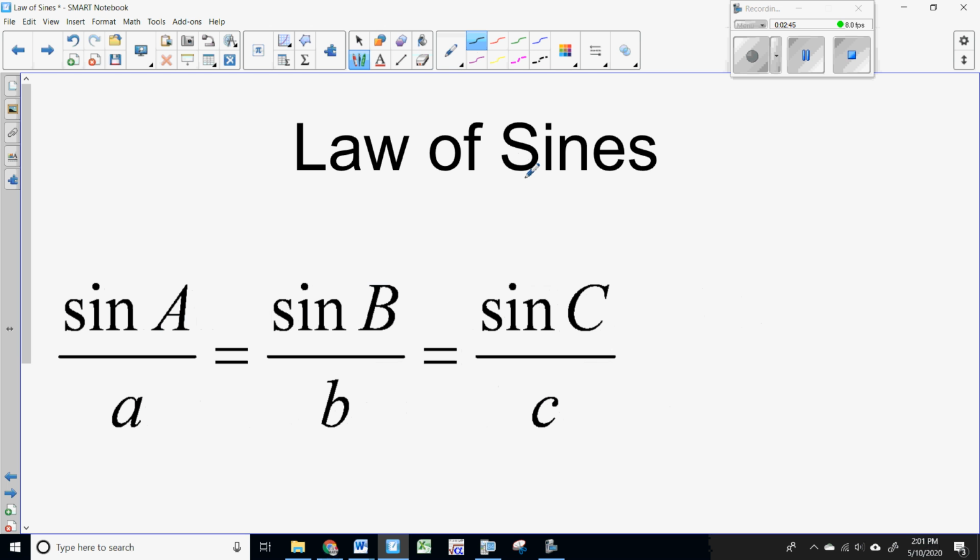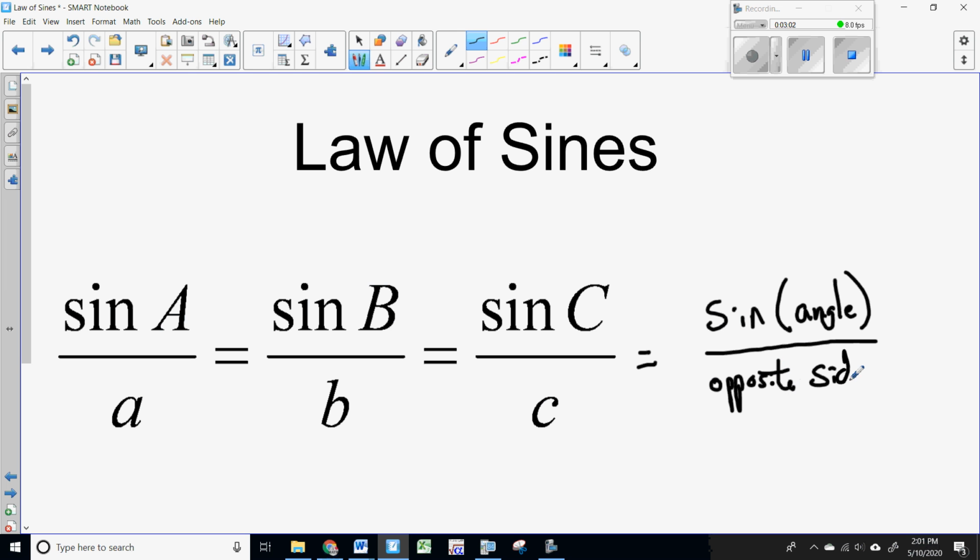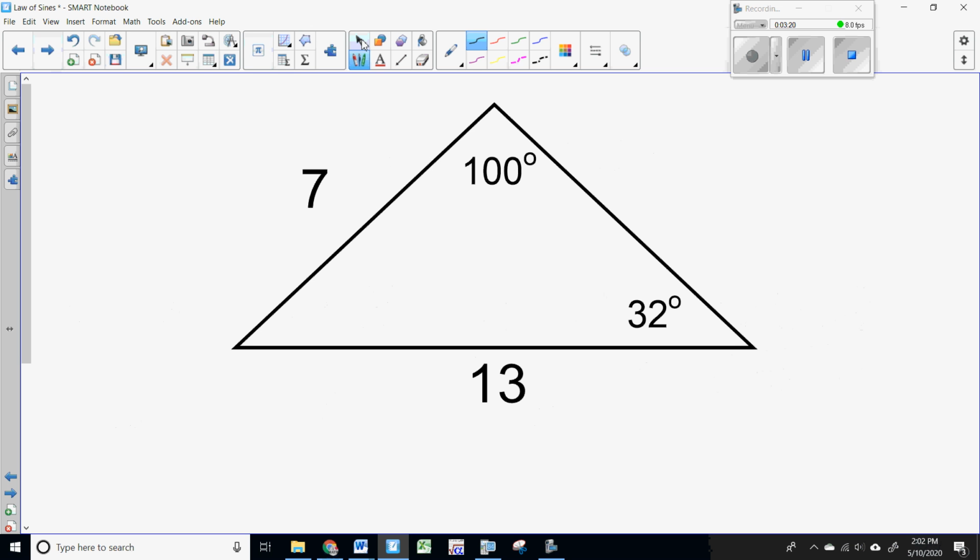Now, as we show this, I want to think of it this way. This is going to be the sine of an angle divided by the opposite side. That's really what you want to think about. Okay? It's the sine of an angle divided by the opposite side. So let's look at an example. And you're not going to use all these. Just like our sine, cosine, and tangent, we don't use all of them every single problem. Sometimes you use A, sometimes you use B. It just depends.